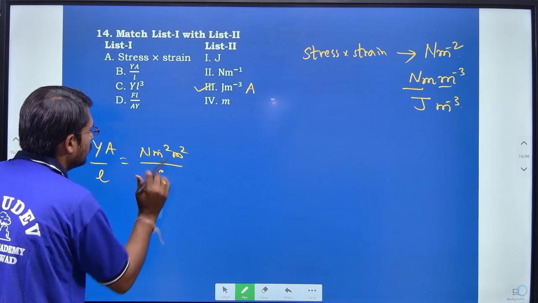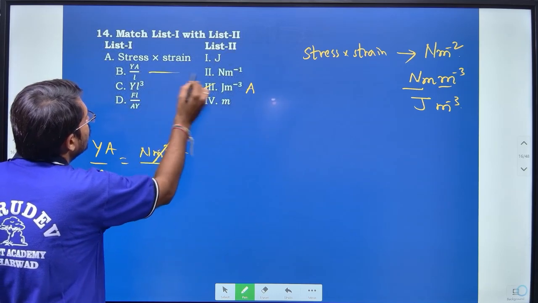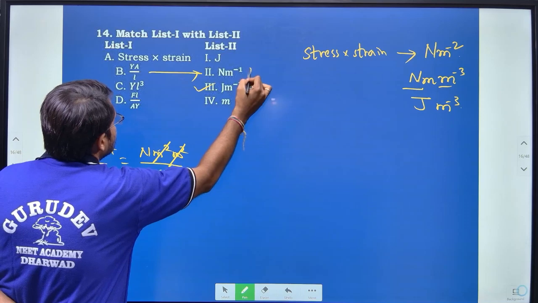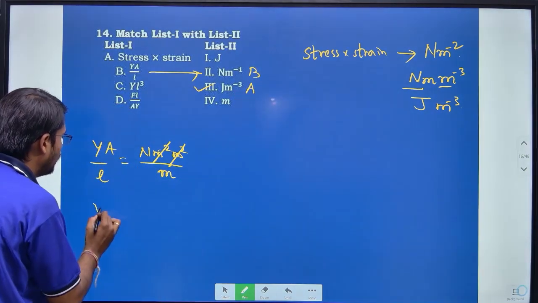It is just the meter. So these two will get cancelled. It goes to Newton per meter, so that is the P. And next is Y into L cube. So what is that Y? Y into L cube.